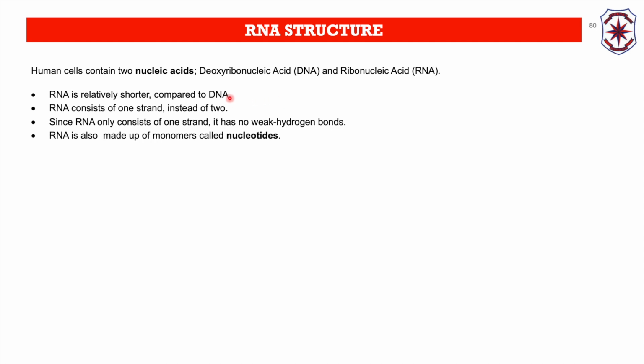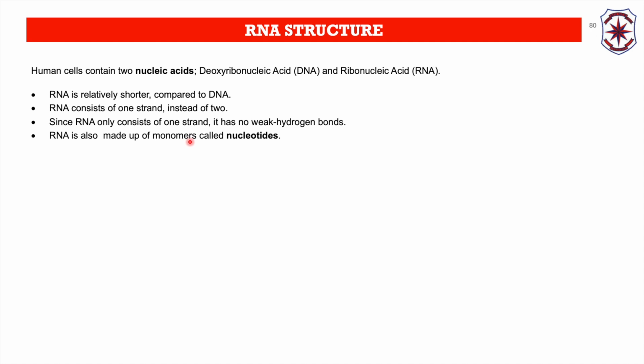Another point, because DNA has 2 strands, those 2 strands are joined together by weak hydrogen bonds. However, since RNA consists of only 1 strand, there is no bonding of 2 strands, okay? It only consists of 1 strand, therefore it is void of weak hydrogen bonds. It has no weak hydrogen bonds.